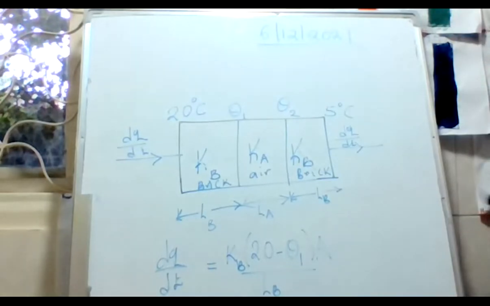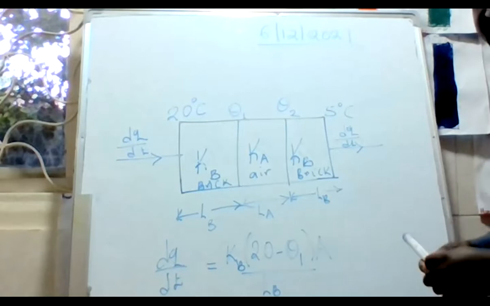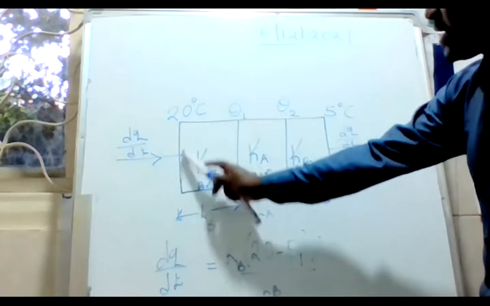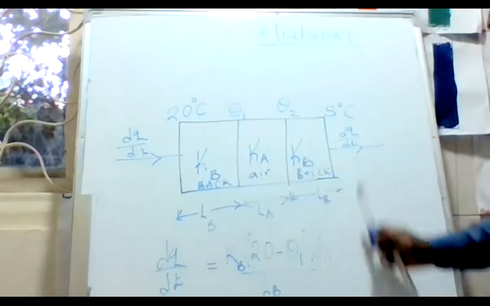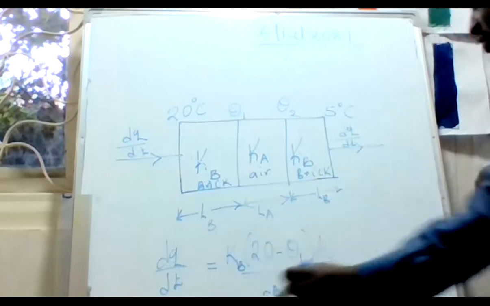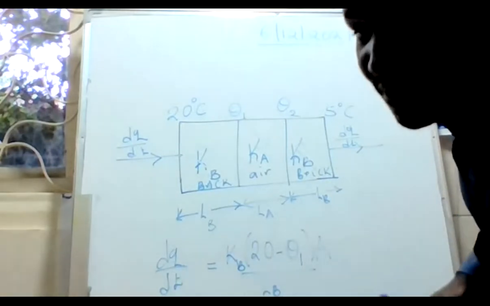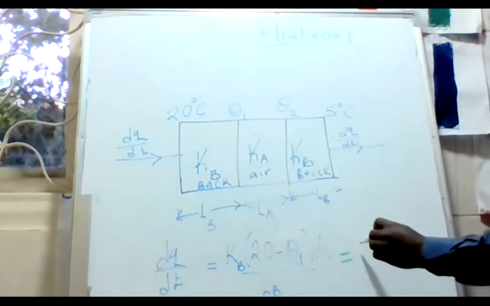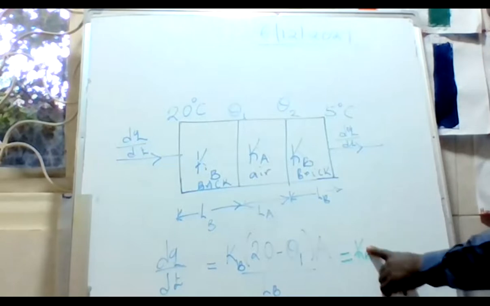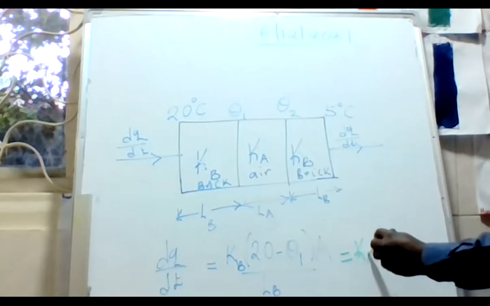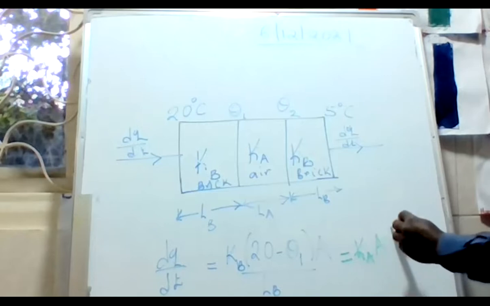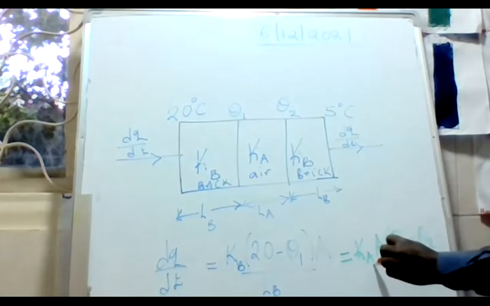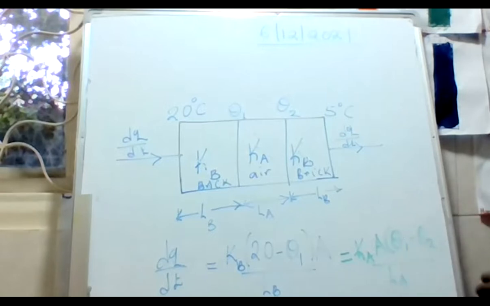If you look at the cross-sectional area, the surface where heat is going to be flowing through, the whole surface is the same up to this side. So you can just maintain that as A. This will be equal to the rate of heat flow through the air gap, which is the conductivity of air, K_A, times the cross-sectional area, times θ1 minus θ2, divided by the length across there, L_A.